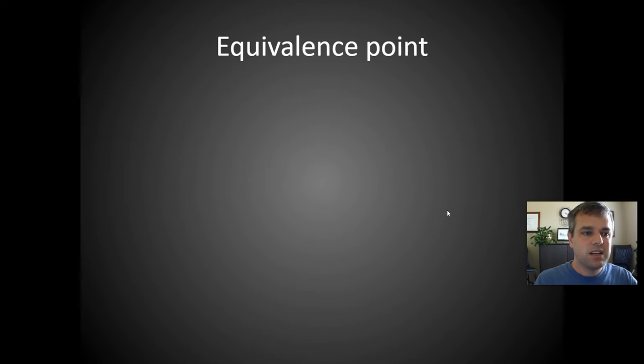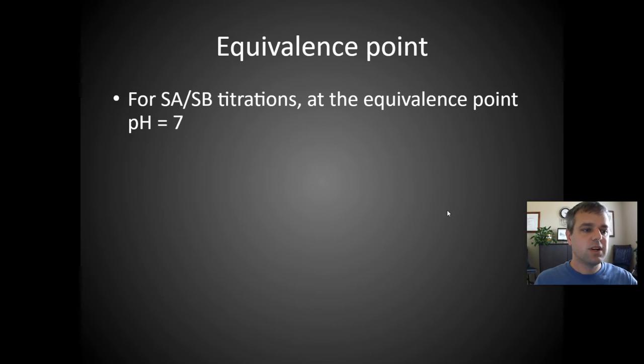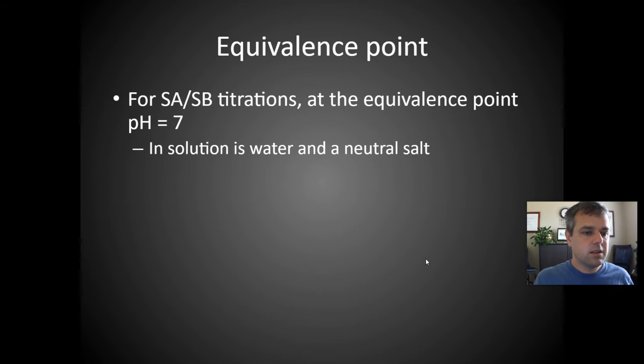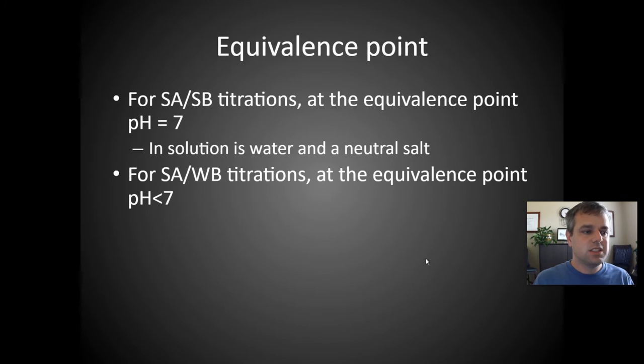Now, a few key points about the equivalence point. For a strong acid, strong base titration, at the equivalence point, your pH is 7. The reason that is the case is because when you have reacted all the strong acid and all the strong base, all you have in solution is water and a salt that has a neutral pH. It's neither an acid or a base, because the conjugates of a strong acid and a strong base are neutral.